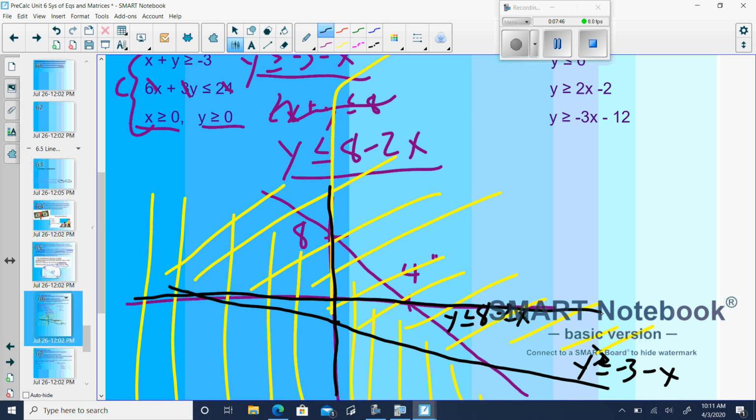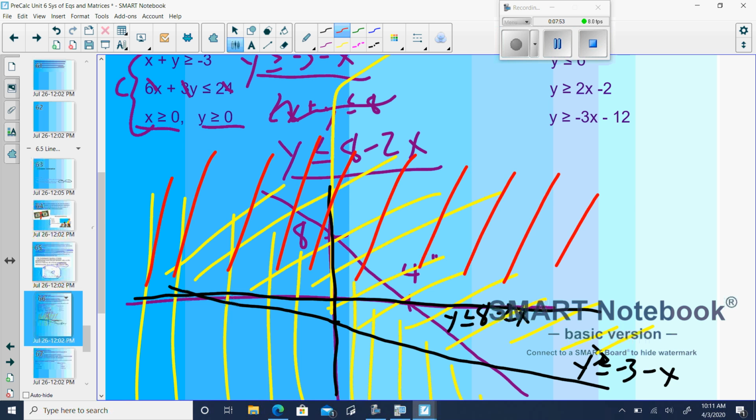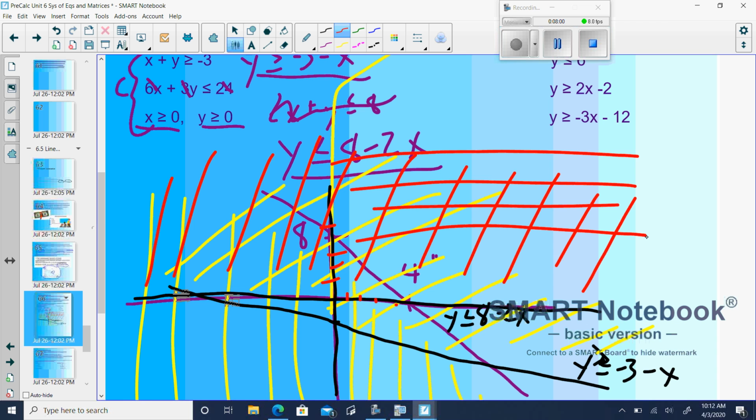Now, that being said, so x and y. This would be y is greater than or equal to 0, because we're going up the y-axis. Then for x is greater than or equal to 0, it can be shading out here. If you notice, all of these things meet up in this little area right here. All of our shadings meet up right here. Now, that's a triangle, which means we have 1, 2, 3 vertices.